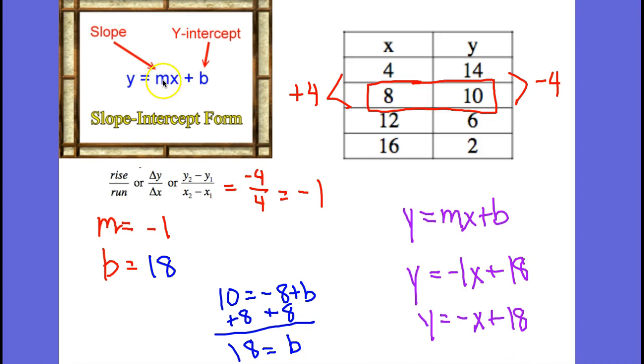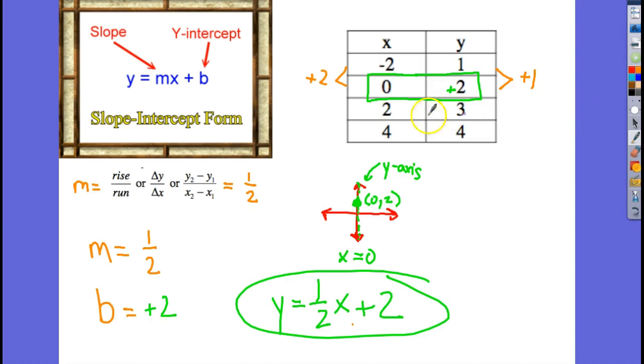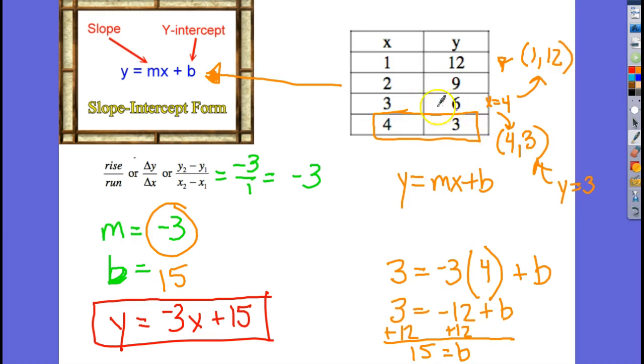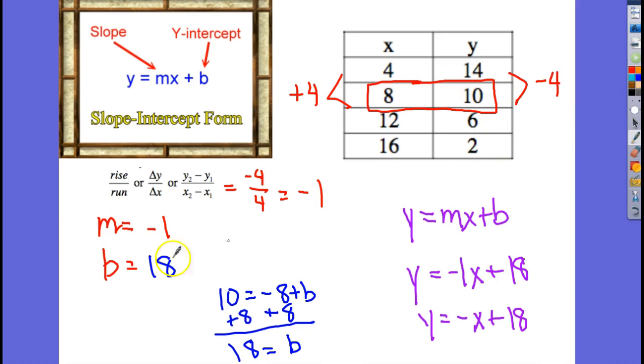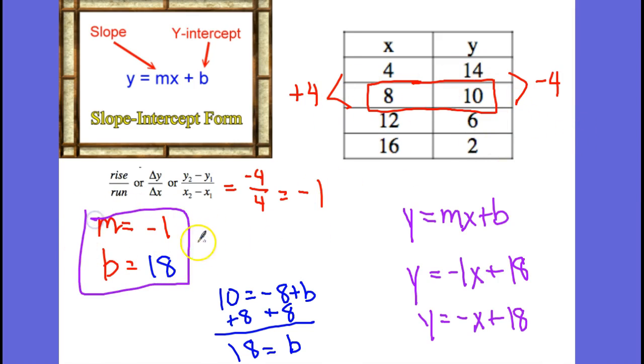So to recap, we just need the slope and the y-intercept. To find the slope from a table, we find the change in y over the change in x. And then to find the y-intercept, we can either see that there's a spot where x equals 0, so this must be the y-intercept, or you can pick one of the solutions, that's x and y, and plug it into your equation along with your slope to find what b is. Once you've done that, you have m and b, and those values just go into the equation.